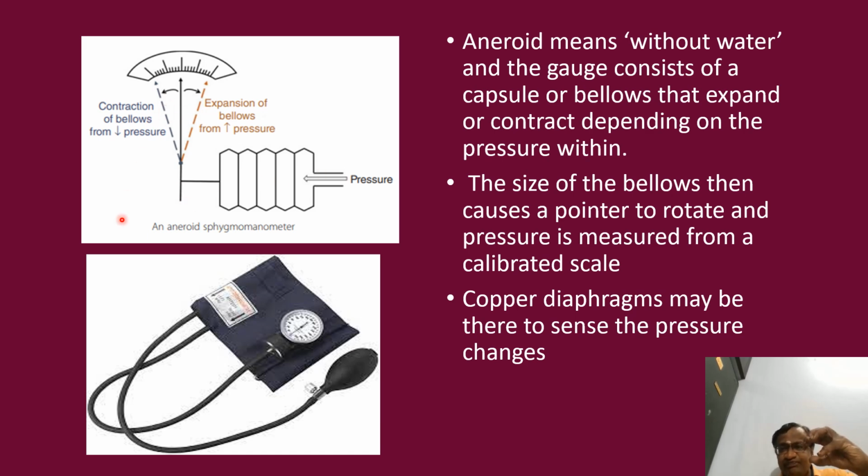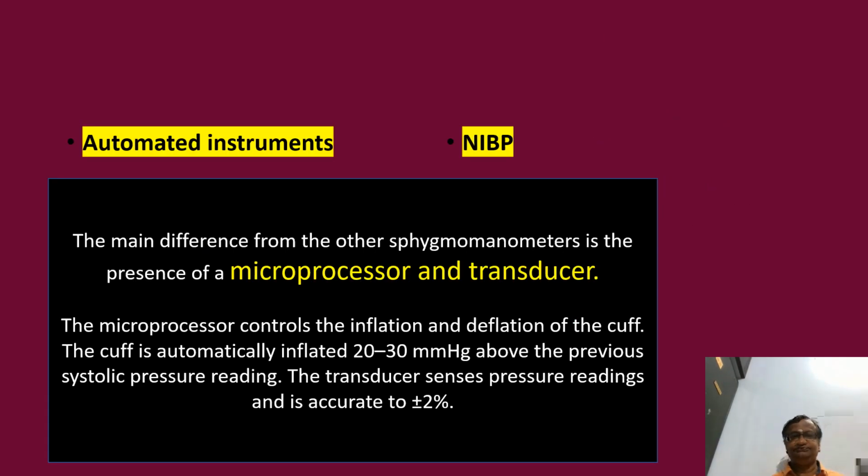Or there may be a capsule which may expand and contract, and it may be in copper, and that is changed and reflected here as 120, 130 and all. To measure the diastolic, there is nothing else. We have to get the Korotkoff sounds again. The only difference is pressure measurement by mercury or aneroid. It is not automatic oscillotonometry. We have to get the Korotkoff sounds by stethoscope even in aneroid.